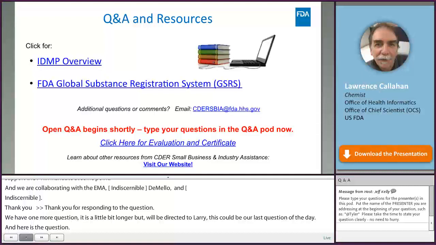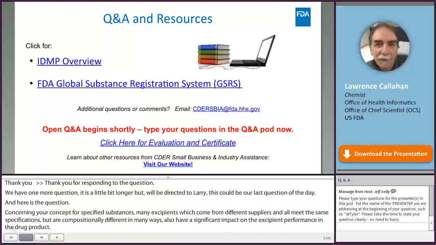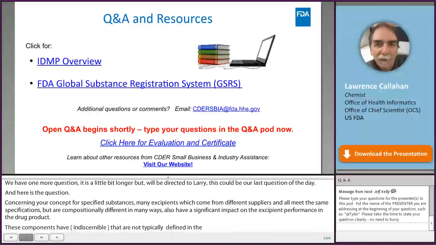These components have concomitant components but are not typically defined in compendial or manufacturer specifications. Many times the presence of these components are considered to be highly confidential by the excipient manufacturers, and they will probably not provide these details except through a DMF process. How would your specified substance systems differentiate these different types of excipients?